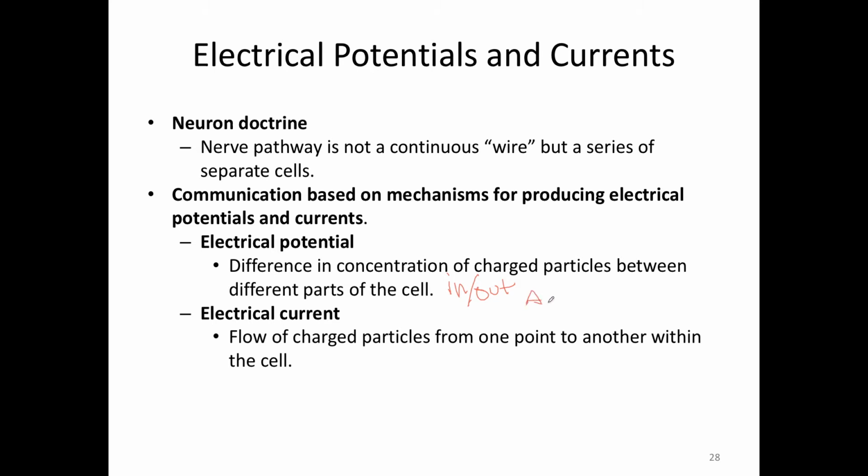So axoplasm A to axoplasm B. Electrical current refers to the flow of charged particles from one point to another within the cell. So if charged particles are going from axoplasm bit A to axoplasm bit B, that's a current. So currents imply movement. And a potential is just a difference, not yet being acted upon.